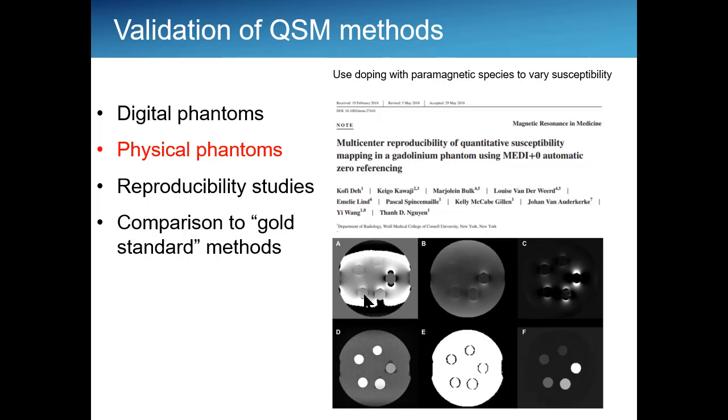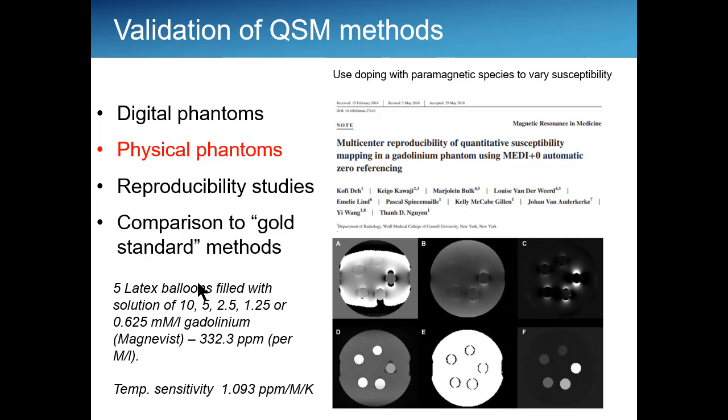A nice recent example is this phantom, which was, I think, the project instigated by the Cornell group. It's a phantom which contains 5 latex balloons which are filled with gadolinium contrast agent, Magnavist in this case. And they could then embed that in agar, and it's quite a reproducible phantom. I think they made 5 of these and sent it around different sites.